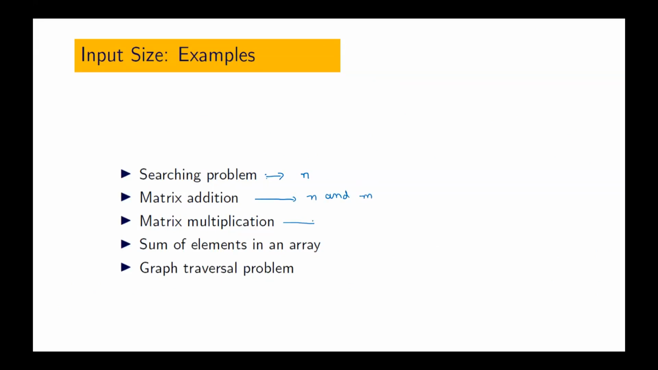How many parameters in case of matrix multiplication? 3 parameters. Sorry, 2 parameters, n and m here also. No, if there are 2 matrices, one is n cross m, another one is m cross p.